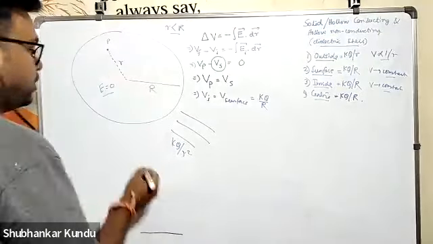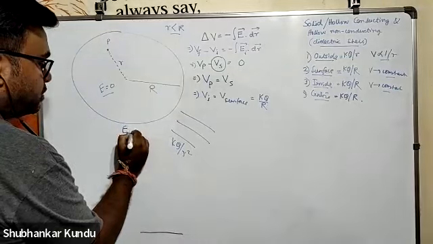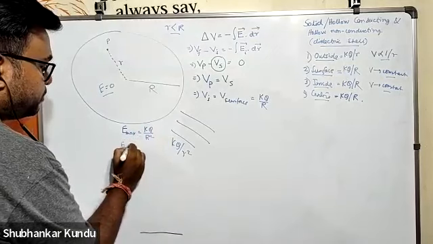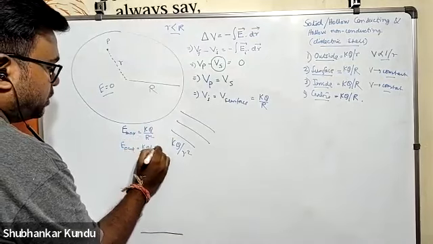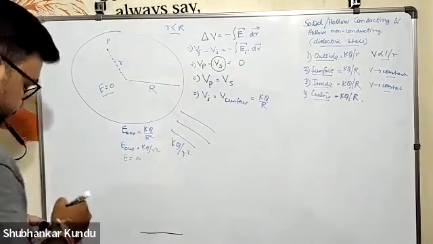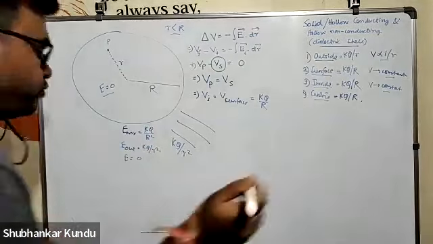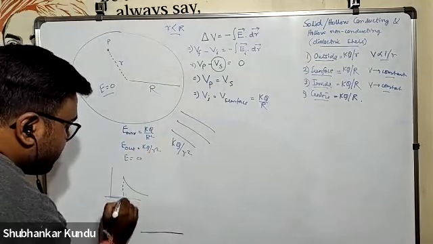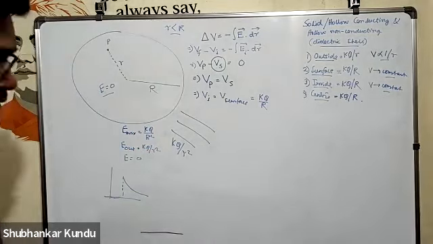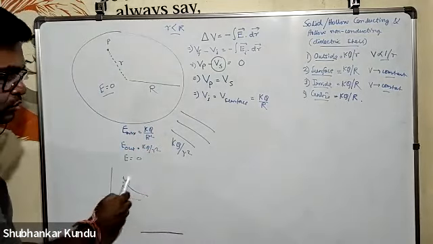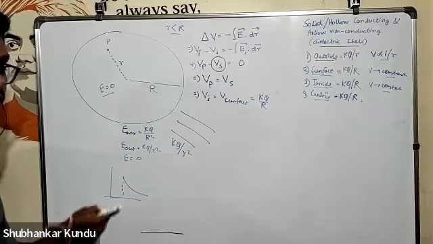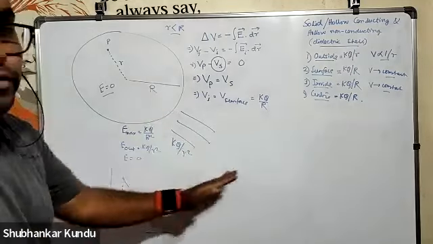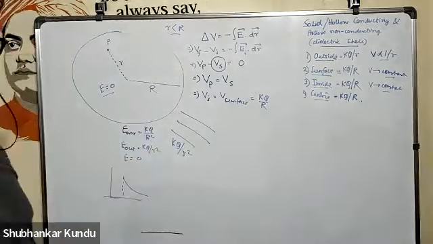Remember the cases of electric field. Electric field was maximum on the surface of the sphere, Kq upon R square. Outside it is Kq upon small r square, and inside it is 0. The graph was something like that, if you remember. See, inside it is continuous, outside is also continuous. There is a disturbance at the surface. There is a breakage in the field at the surface.